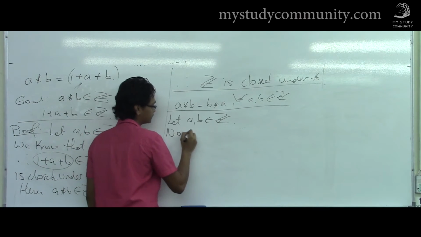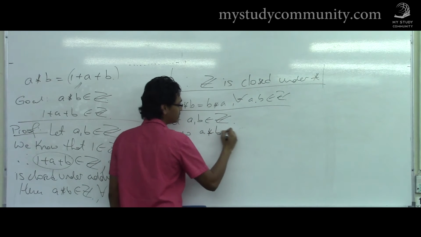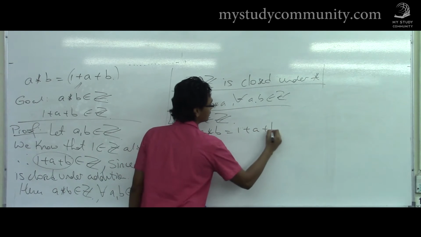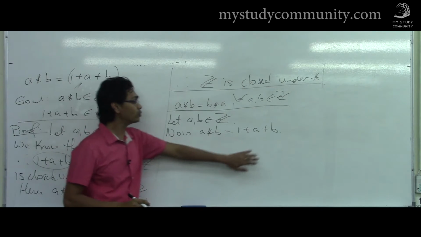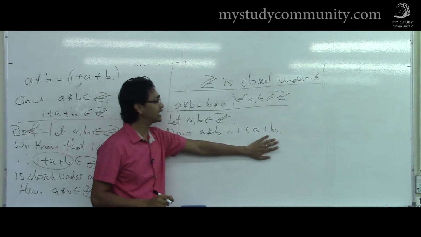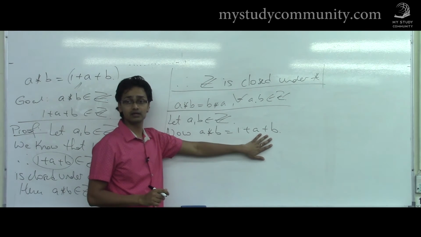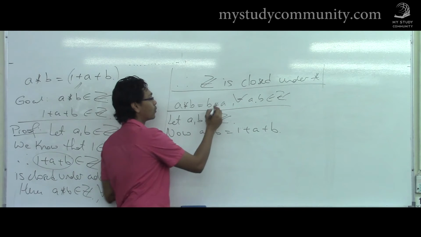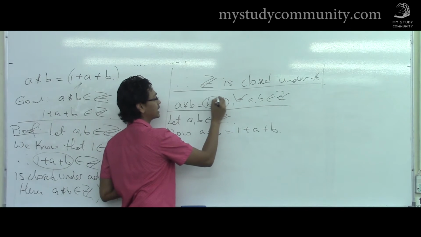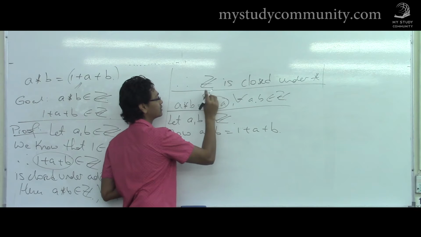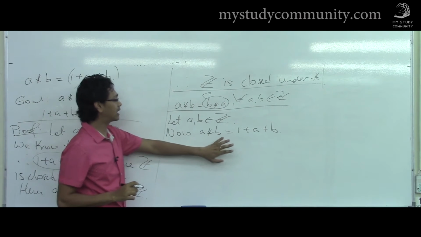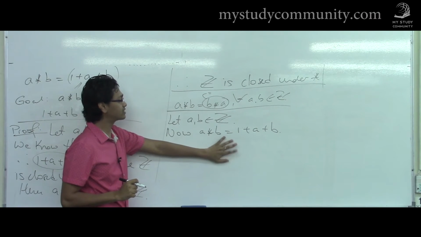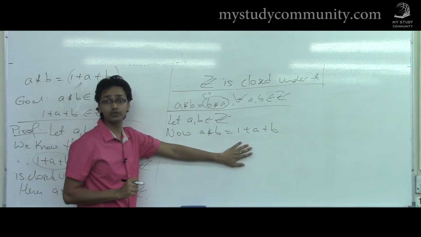Now A star B equals 1 plus A plus B. And we want to get this to look like B star A. So on the side, what does B star A look like? Before I go into this, I did not emphasize how you read this, right? But let me just go into how you read this.